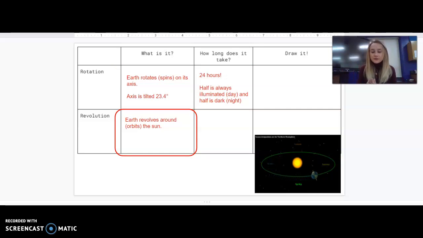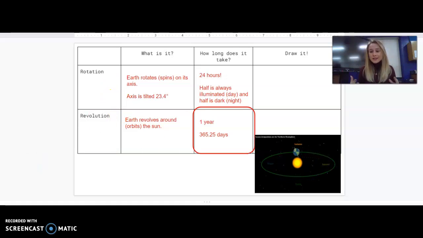Revolution. When Earth revolves, it means that Earth is going around the sun. It's another word for orbit. And you don't have to write this, but it goes counterclockwise, just like in this picture. I like this picture because it shows the Earth's tilted axis as it's going around. So Earth is rotating and revolving at the same time. And it takes 1 year for Earth to revolve.